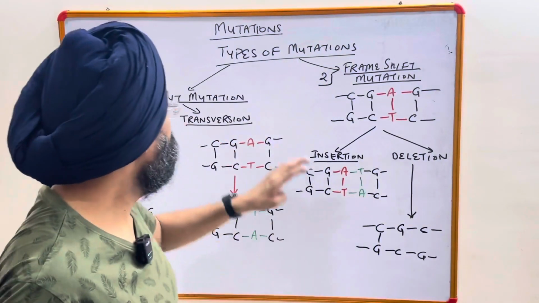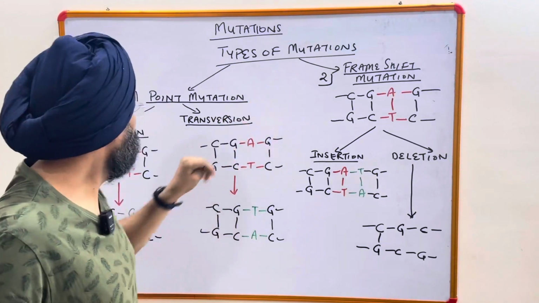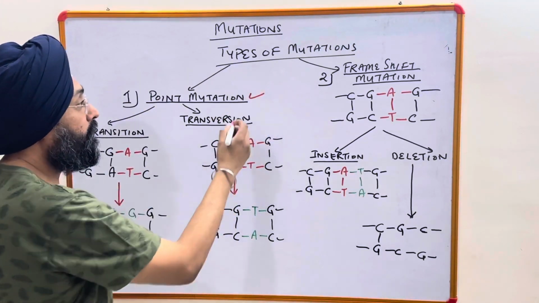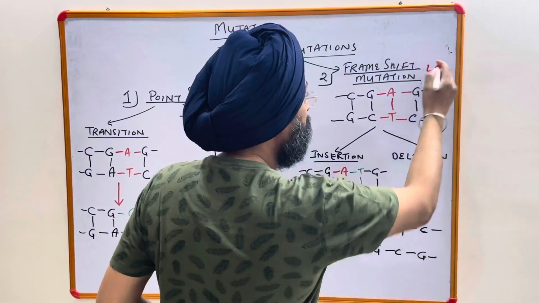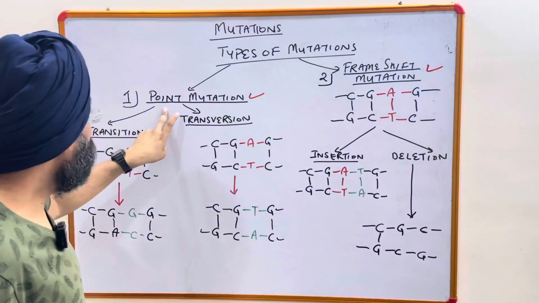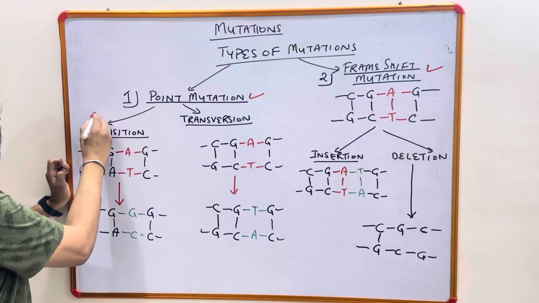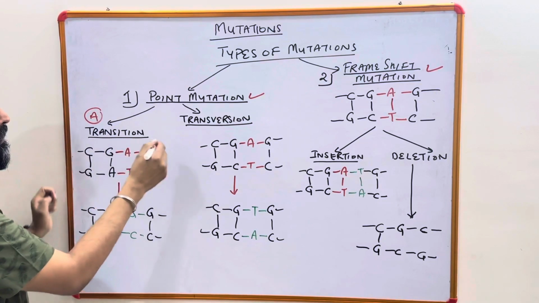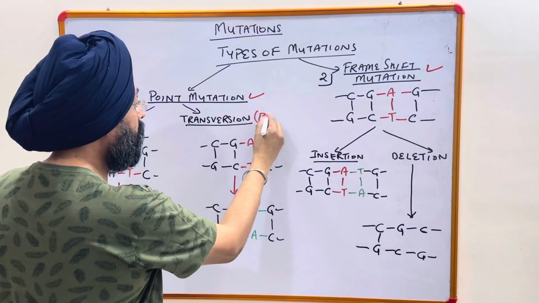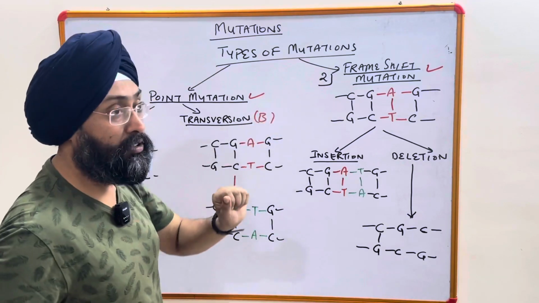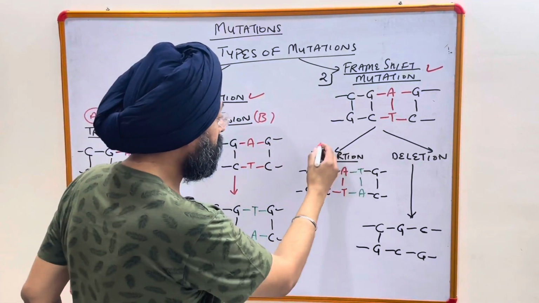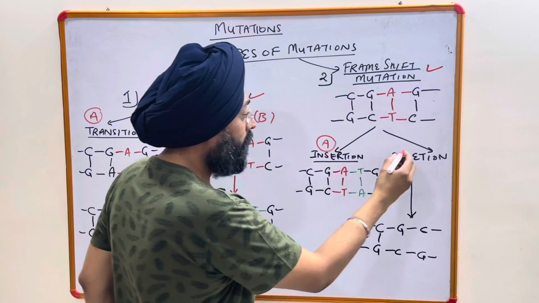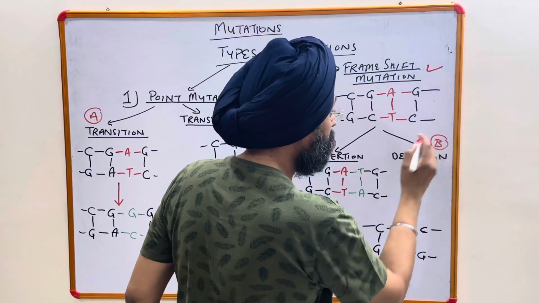Now we'll start with types of mutation. Now to categorize, there are two types of mutation. One is point mutation, and the second one is frame shift mutation, right? And the point mutation is further categorized into transition and transversion, right? And frame shift mutation is categorized into two categories. First is insertion, A1, and the second is deletion, that is B1.